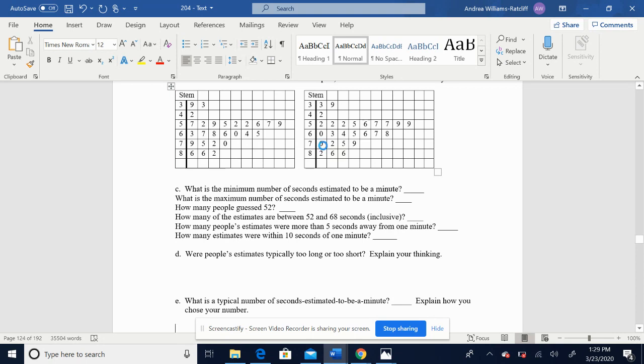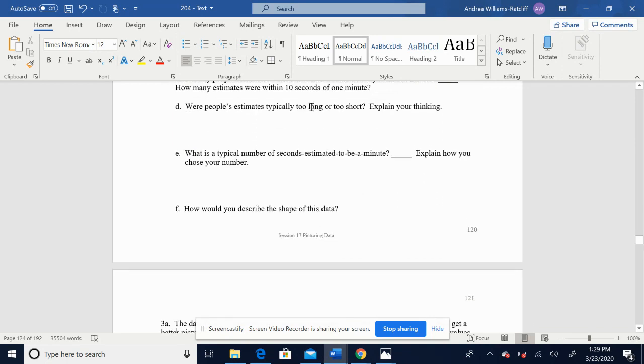Were people's estimates typically too long or too short? And explain your reasoning. So let's kind of think about that. What might you want to base that on? Okay, here's 60. We might want to think about how many people overshot and how many people undershot. If you actually counted that, you would see it's kind of almost about equal. 11 were too short and 13 were too high. So it's about even there.